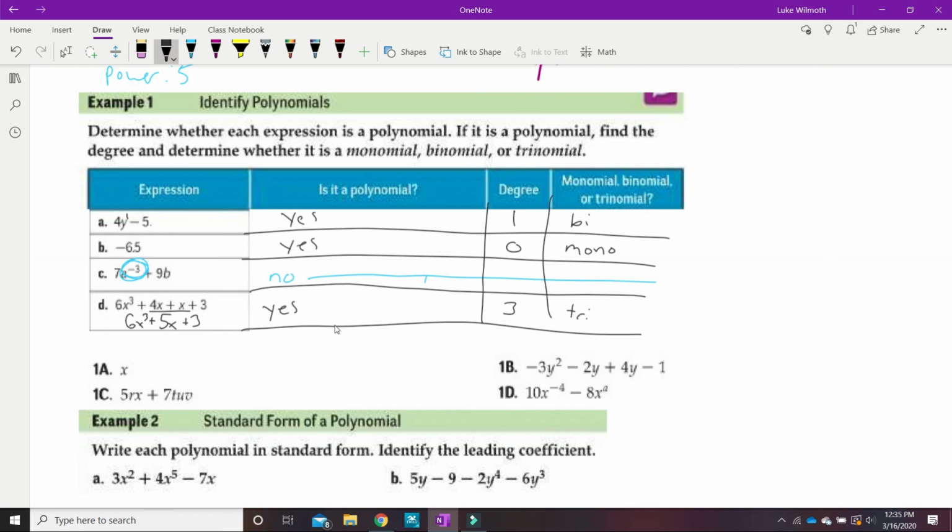So at this point in the video, you should try to do these problems down here by yourself. I would pause the video for a minute and try to do these 4 problems.